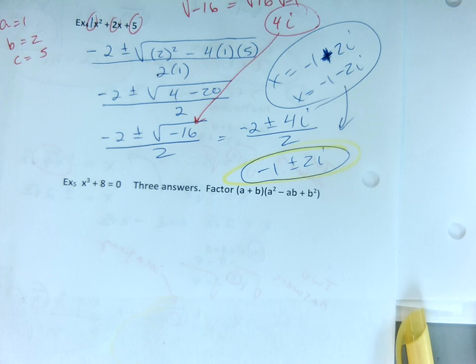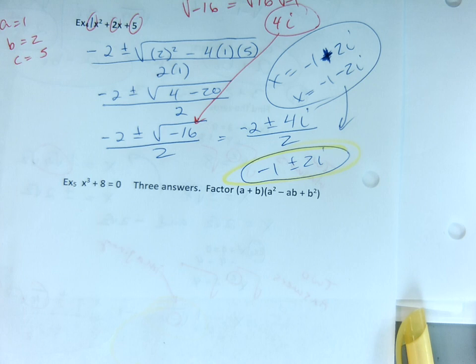But I need 3 answers, don't I? The other 2 are imaginary. How do I get those? Well, we're going to go back to factoring it like we did last week. We know one answer for sure is negative 2. So I just solved it, cube rooted the 8, and then, you ready? What times what makes negative 8?